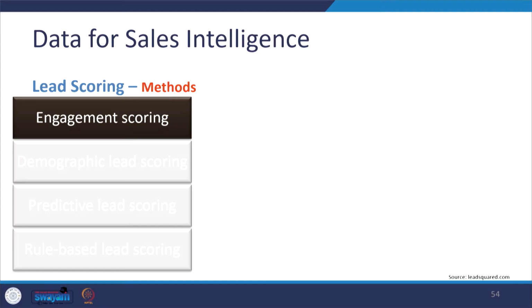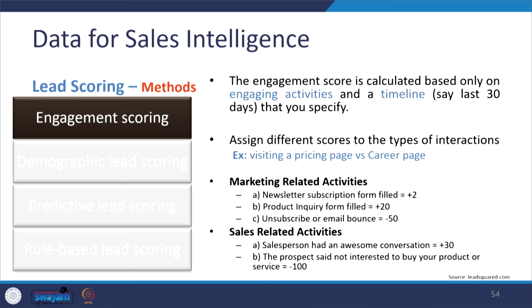So there are different methods to do lead scoring. First one is engagement scoring. The engagement score is calculated based on engaging activities and a timeline, say the last 30 days, that you specify. You assign different scores to the type of interaction the customer has with your company or web page. For example, visiting a pricing page versus a career page. Someone looking at a pricing page must be looking for a particular solution, as compared to someone who is just scrolling or visiting a career page. Marketing related activities can again be scored differently.